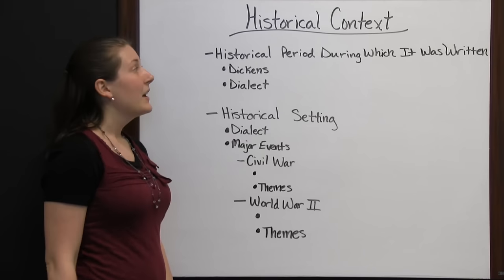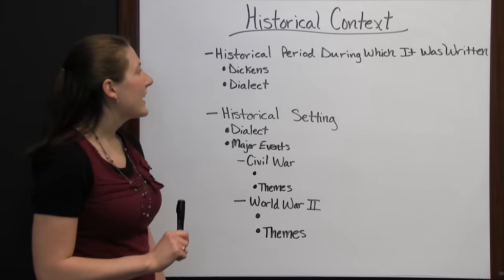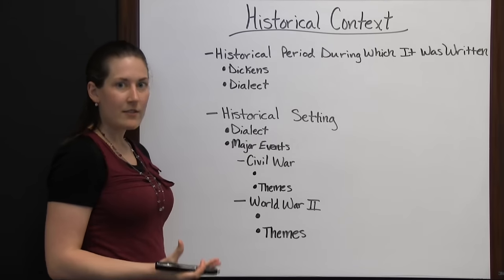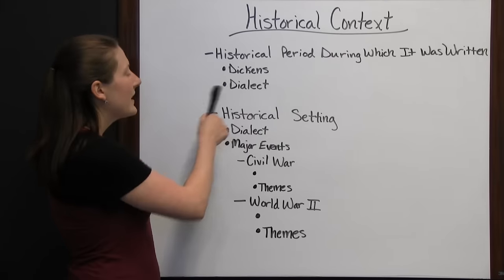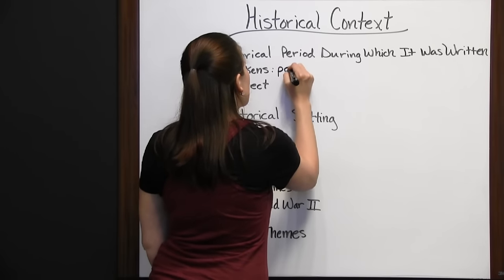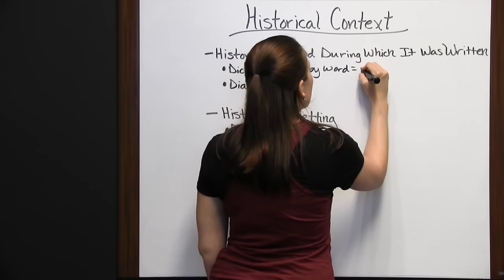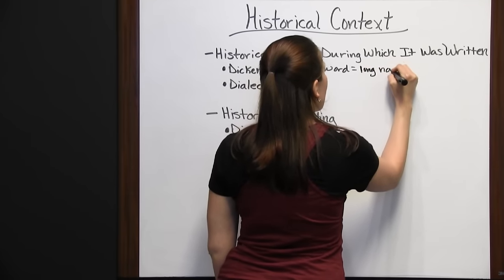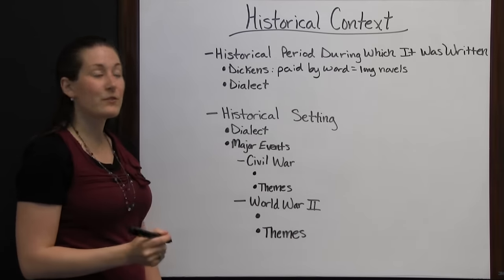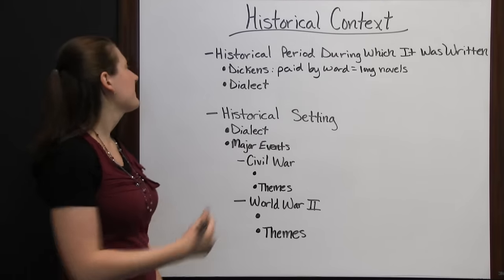Historical context. Historical context can impact literature in a number of ways. The author's writing can be impacted by the historical period during which it was written or the historical setting of the story. For instance, when Charles Dickens was writing, he was writing during a period where authors were paid by the word, which meant that his novels were very, very long. And that was the result of the time period during which his work was written. He was writing long novels because he knew he would get paid more for every word that he wrote.